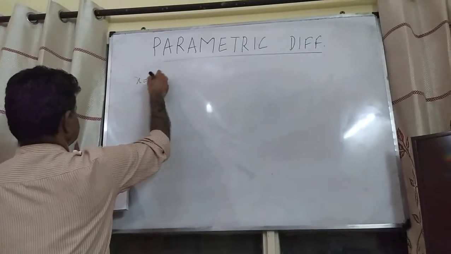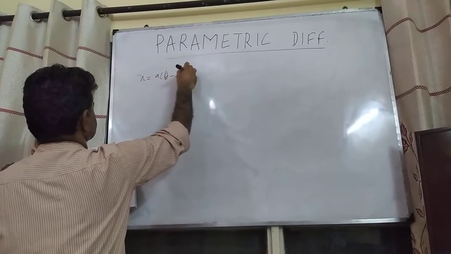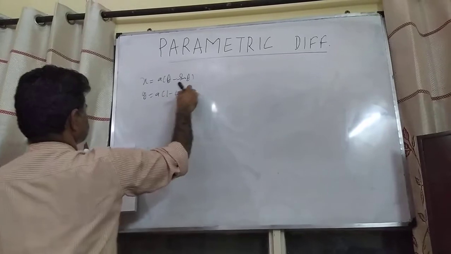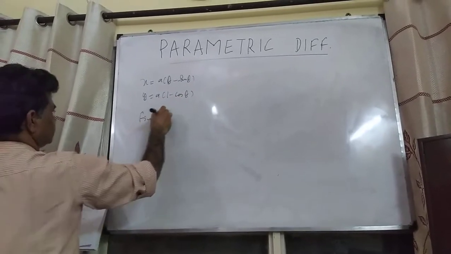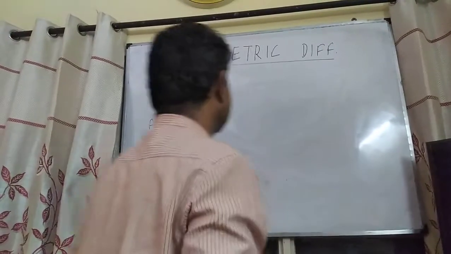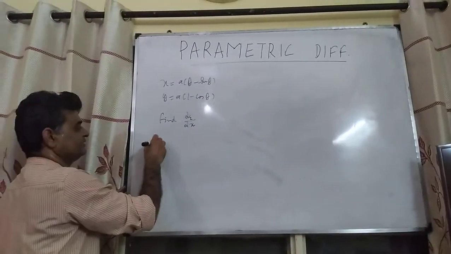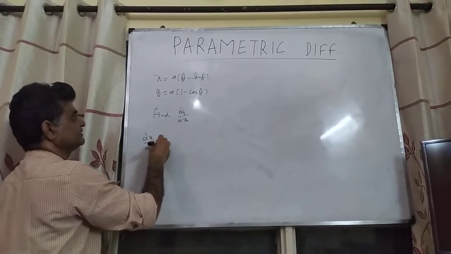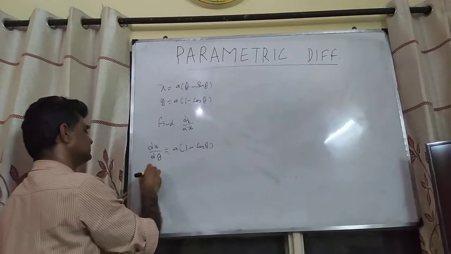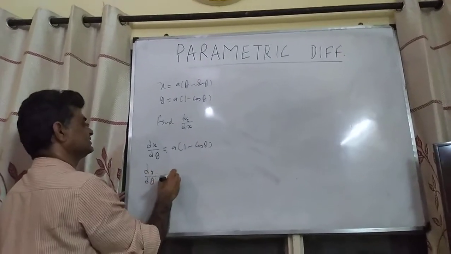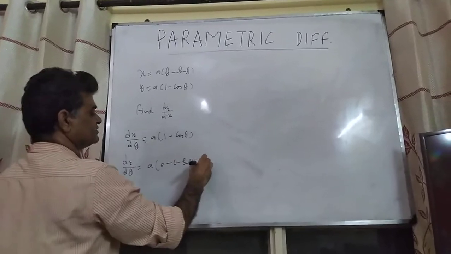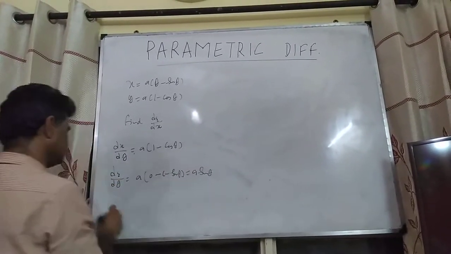If x equals a of theta minus sin theta and y is equal to a of 1 minus cos theta, find dy by dx. Now we'll find dx by d theta: a, theta gives 1, sin theta gives cos theta. Similarly, dy by d theta is a, 1 gives 0, and this is minus of sin theta, so this is equal to a sin theta.